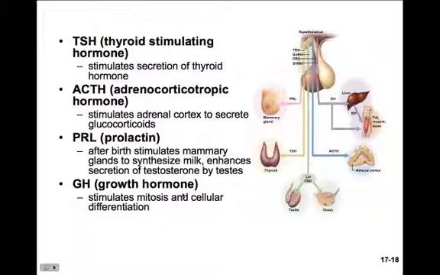Finally, let's look at growth hormone. Growth hormone is a hormone that stimulates mitosis and cellular differentiation of any tissues that require growth. So GHRH, growth hormone releasing hormone, that's secreted by cells in the hypothalamus into the portal system, moves down into the anterior pituitary where they stimulate specific cells to produce growth hormone itself. Growth hormone has a variety of diverse effects that we'll explore in more detail later.